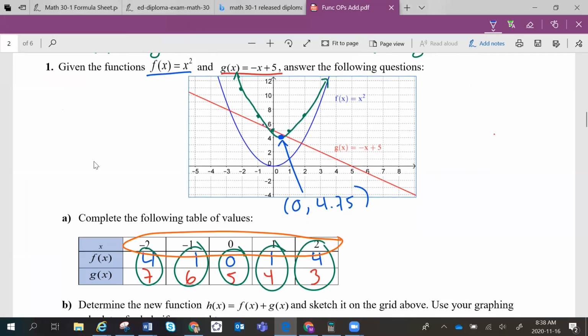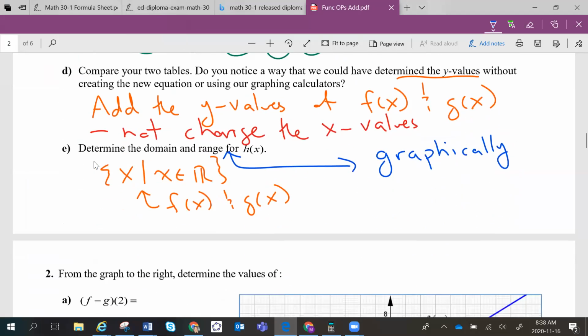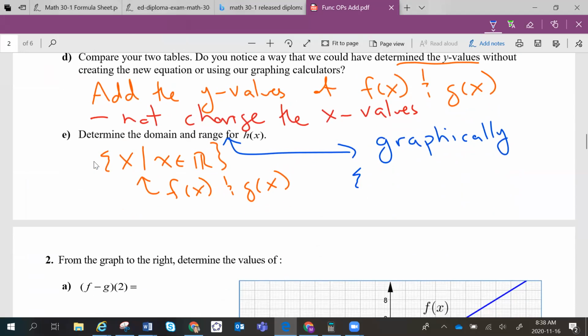So now we can say what our range is. Our range of this graph is y such that y is greater than or equal to 4.75. Y is an element of the reals.